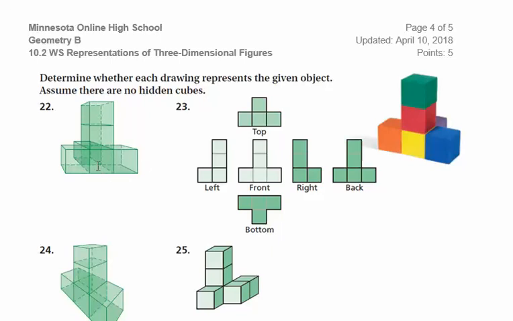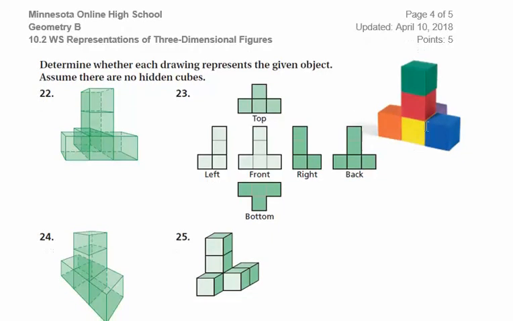It is rotated differently, but the middle is 1, 2, 3 blocks high, cubes. This is 3 cubes across, just like this one. And that purple block showing here would be in the back right here. So number 22, I would say yes.